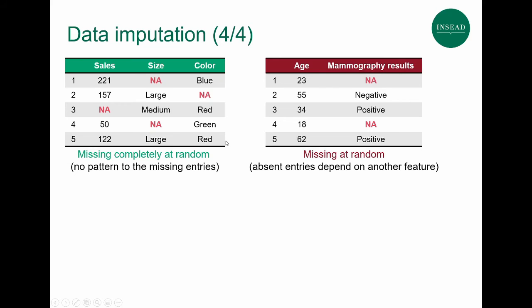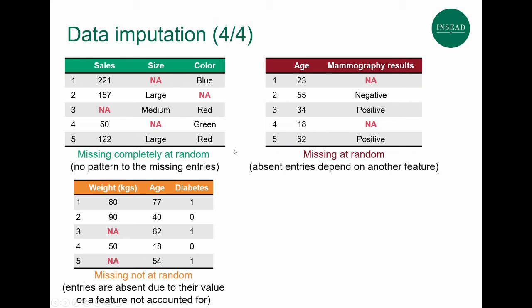There's another option where you're missing at random, it's called. And so essentially here, the absent entries depend on another feature. So if I took a look at this data frame, and I have here age and mammography results, what would you see here? What would you think is the pattern behind these empty values? Yeah, it's the age, right? So the age dictates whether you have a mammography or not. So obviously if you're too young, you probably don't have one, which is why you have an empty value here. This is what we call missing at random. The pattern of the empty values depends on another feature.